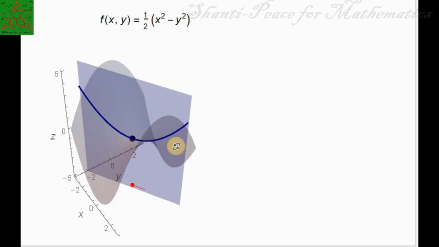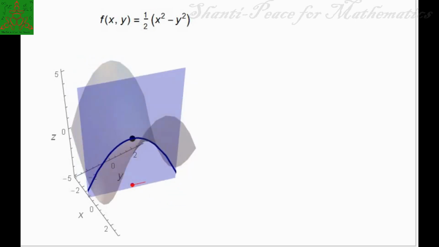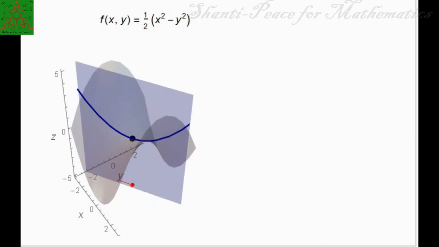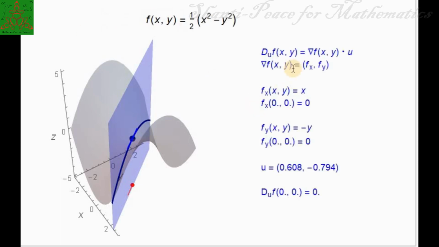The slope of this curve is actually the directional derivative of f of x, y at the point (0, 0) in the direction of u bar, that is, in the direction of this. Now I'm changing this direction, so you can see that the slope is also changing and the curve is also changing. That's why the directional derivative depends on the point as well as on the direction you are talking about. That is the geometric interpretation.